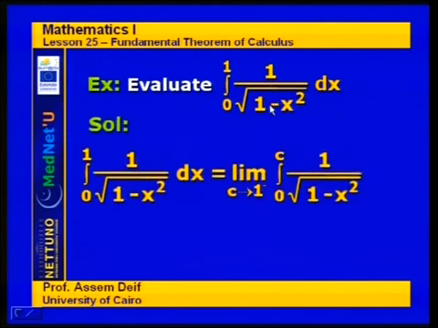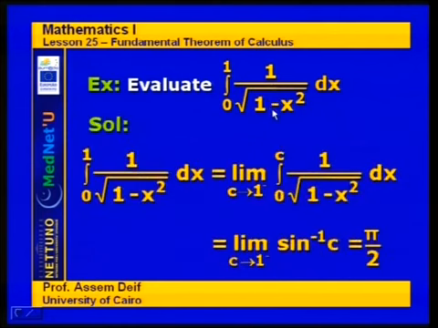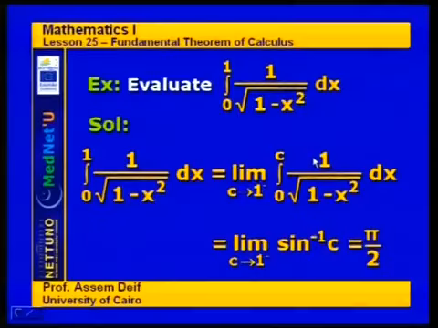So all you have to do is take the integral from 0 to c, where c is less than 1. Since the function is now bounded and continuous over the interval from 0 to c, you can evaluate it according to the fundamental theorem. And once you do this, you end up with the antiderivative, which is sine minus 1 of c. You substitute from 0 to c, and sine minus 1 of 0 is 0. So you get at the end sine minus 1 of c.